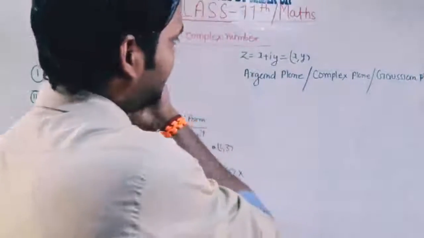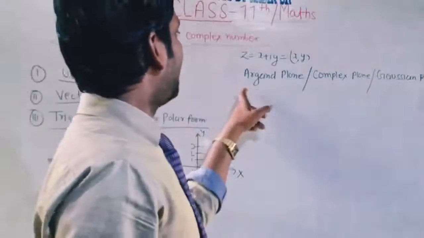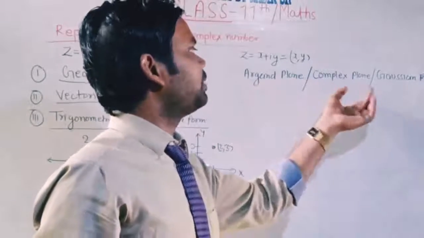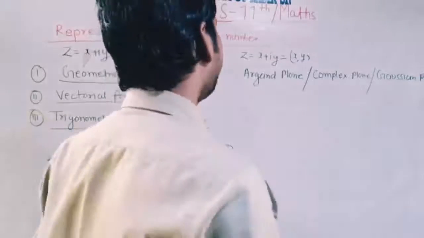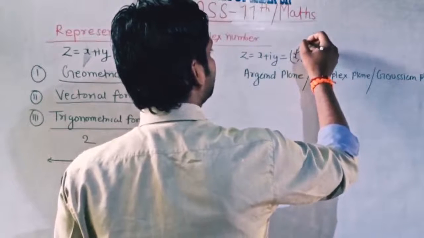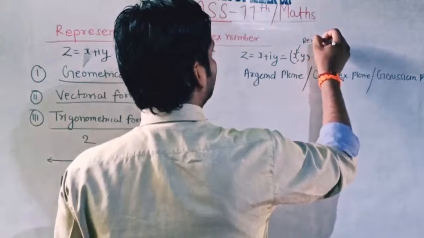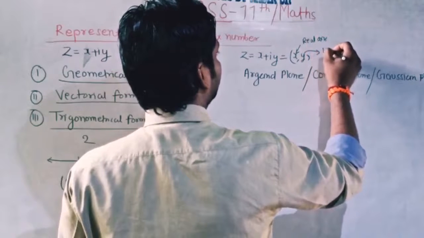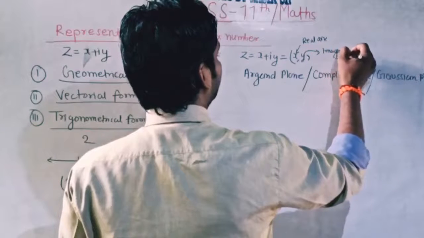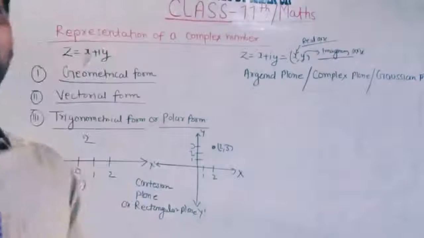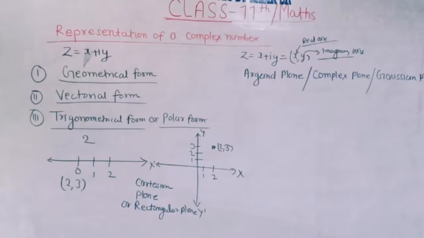So the plane in which a complex number can be represented is called the Argand plane, complex plane or Gaussian plane. This horizontal axis is called the real axis, and this vertical axis is called the imaginary axis.